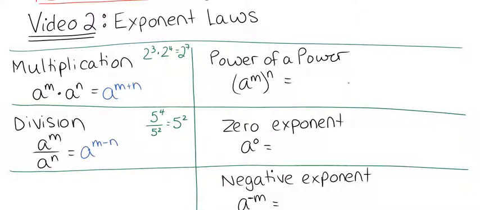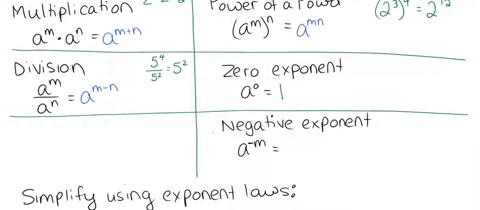Okay, power of a power. If you have two exponents side by side, you just multiply them. So this would become a to the power of m times n. And an example with numbers, let's say we had 2 to the power of 3 to the power of 4. If we wanted to simplify that, we would just write that as 2 to the power of 12. So we just multiplied their exponents. Okay, the 0 exponent: anything to the power of 0 is always 1.